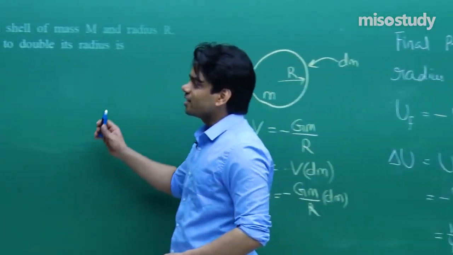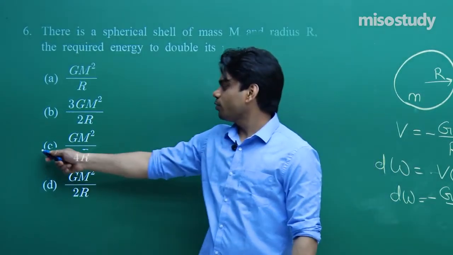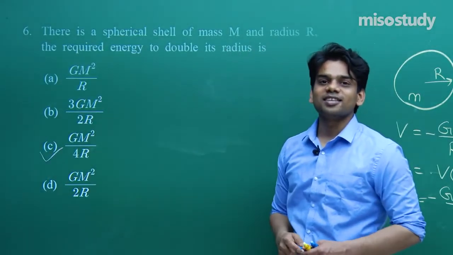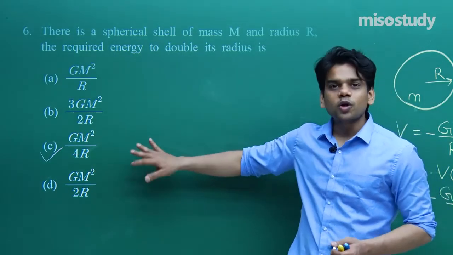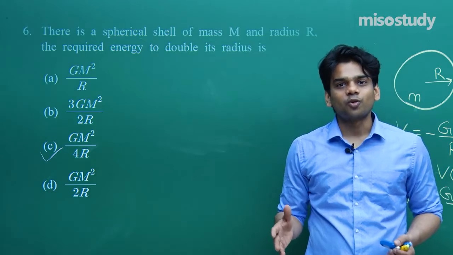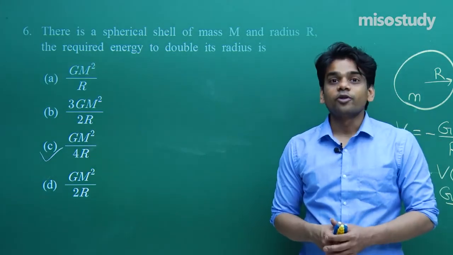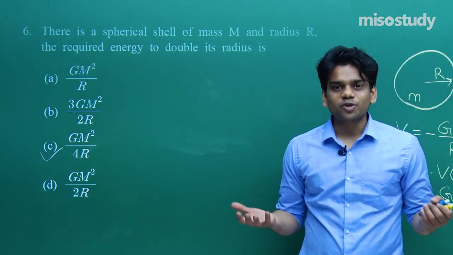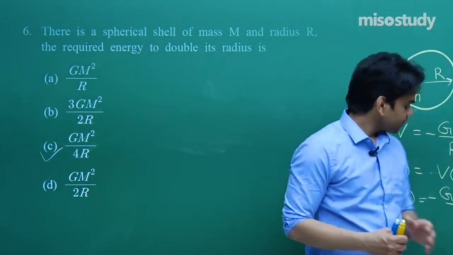Let's check the right answer. A is incorrect. 3 by 2 G m square by r, that's incorrect. C, 1 by 4 G m square by r, that is the correct answer for this question. So you can see how to solve such kind of question when energy is required. If you forget the formula, you can derive it as I derived just now in the class. If you remember the formula, G m square by 2r is the formula for potential energy of a spherical shell.